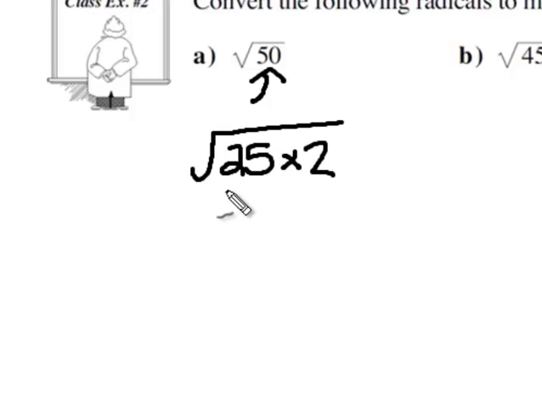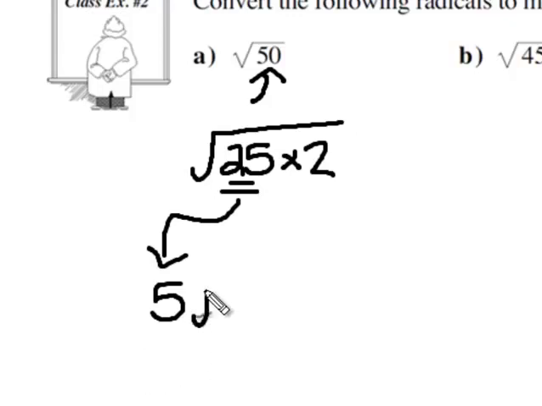The reason I did that is that 25 is a perfect square. So I can actually take the root of 25, and I know the answer to that is 5. That means it comes out of the radical sign, and all that's left inside the radical is 2. If you want to check to make sure you did that right, you can grab your calculator and punch in 5 times the square root of 2 and compare your answer with the square root of 50. They'll be the same.